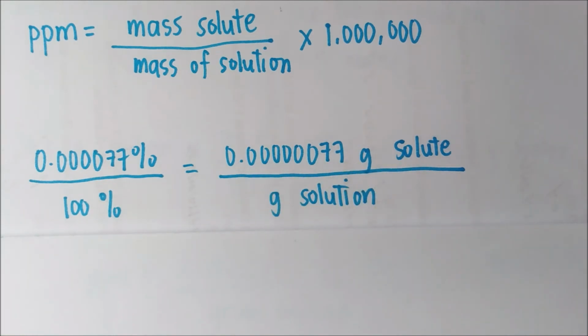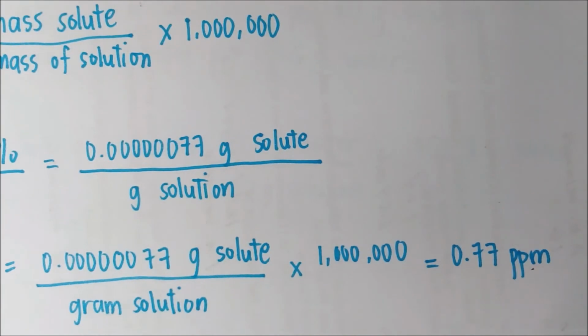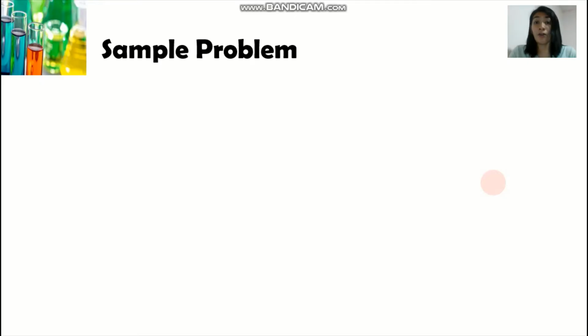So, we compute for the parts per million. So, we simply substitute our value. So, 0.00000077 gram solute divided by gram solution multiplied to 1 million. So, we arrive at 0.77 parts per million. Okay? Now, are you ready for more?